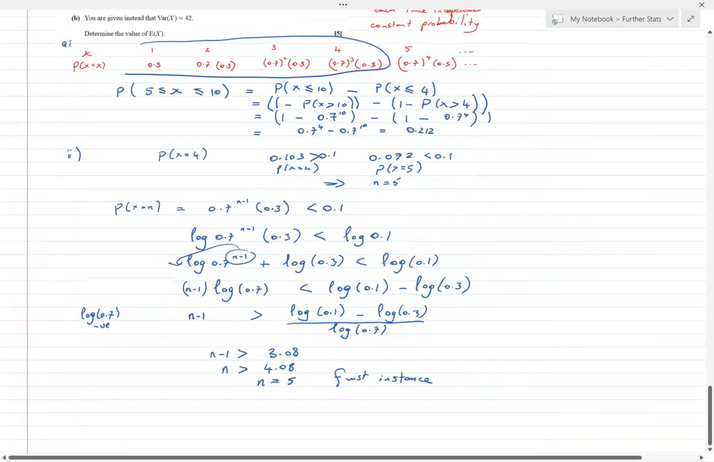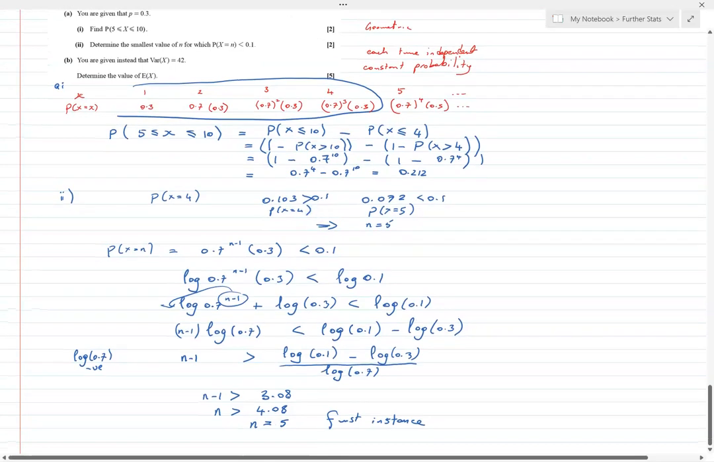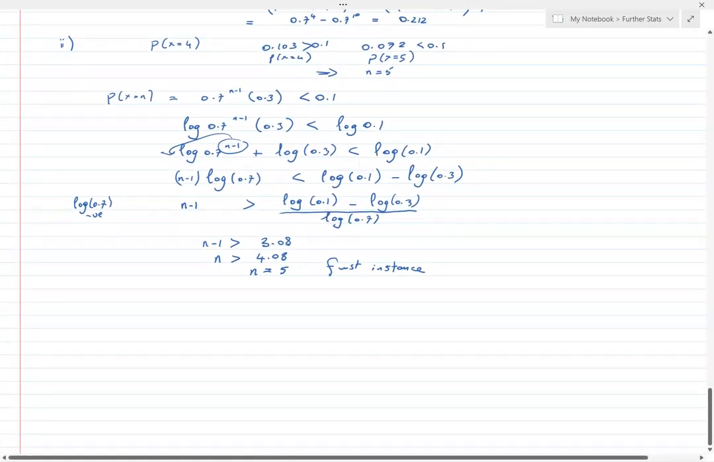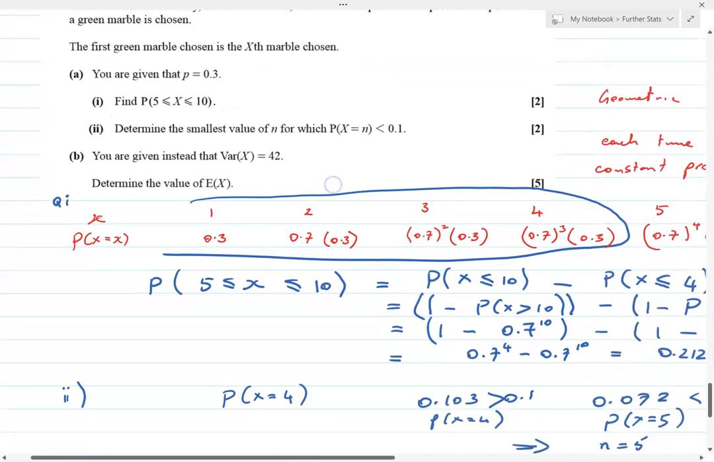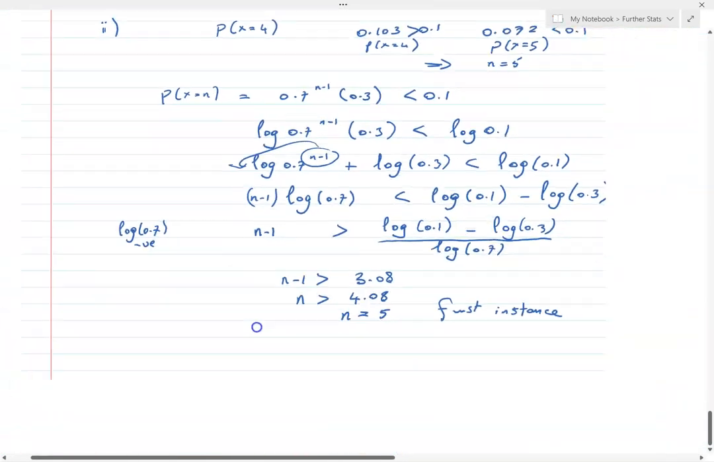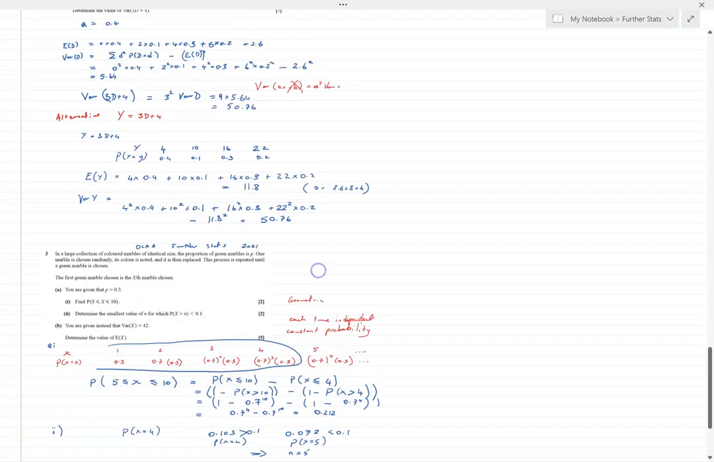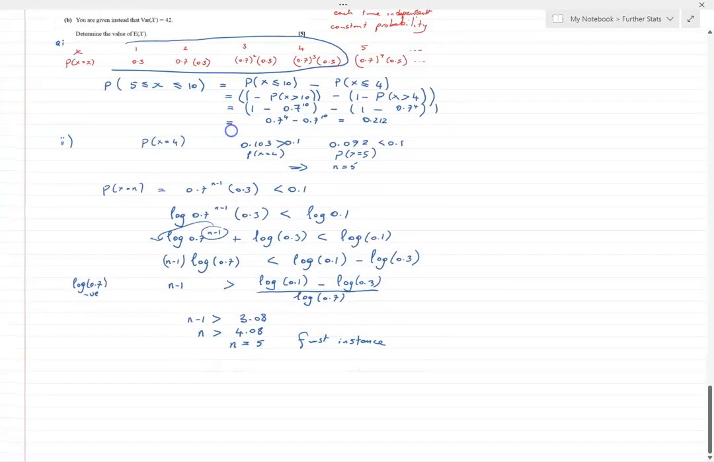Then there's another part to do with a geometric, which involves recalling the formula which you're given for the variance of a geometric. But one little exam point here, which might confuse some students: the word instead is used here, which means ignore all the values from before. P is not 0.3 anymore. The only thing that we have from before is that it's geometric. So we're basically finding the new value of P, where var x is equal to 42.